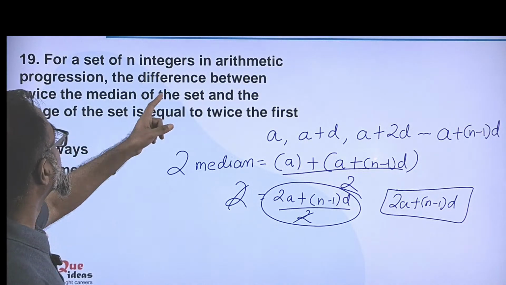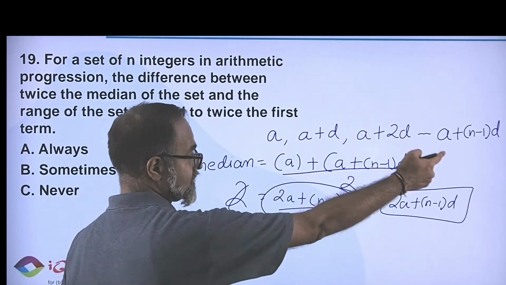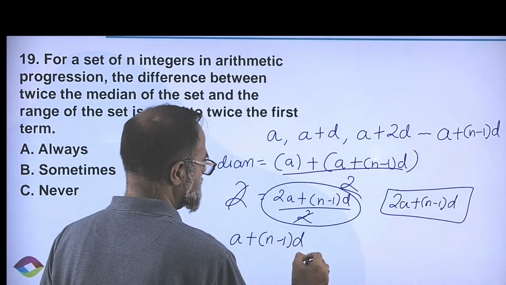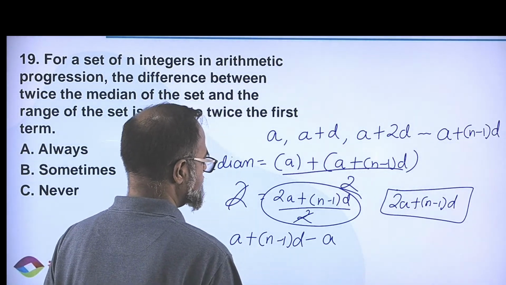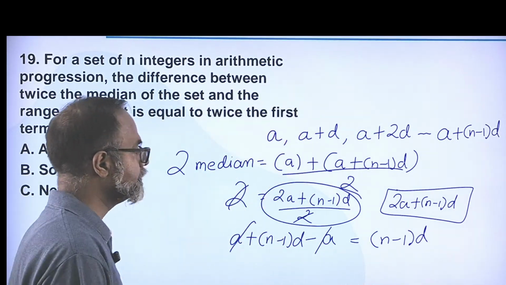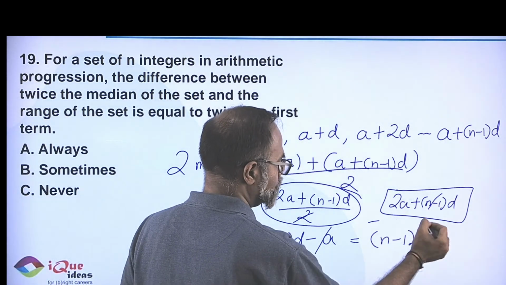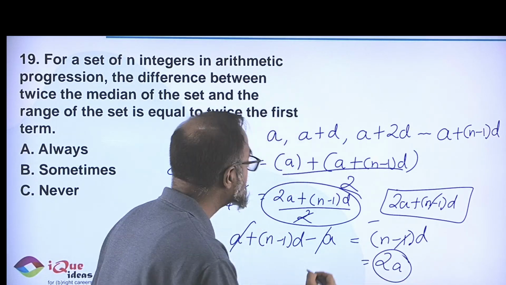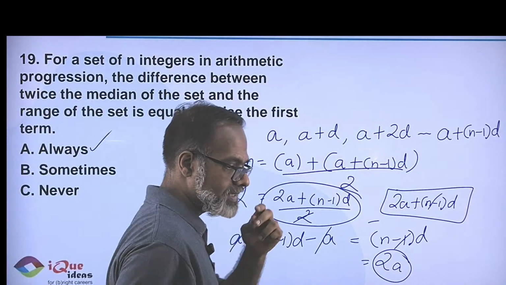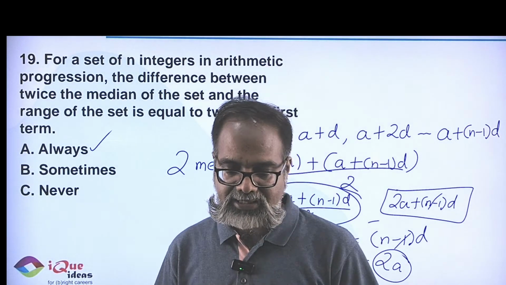Now, the difference between that and the range of the set. Now, what is the range of the set? Last term minus the first term. So a plus (n minus 1) into d, last term, minus a, the first term. The a's get cancelled, so this becomes (n minus 1) into d. So the difference between 2a plus (n minus 1) into d and (n minus 1) into d is equal to 2a, which is twice the first term. Definitely, formulaically I have got that it is definitely that. So the answer has to be true. Always. The answer in this case is always true.